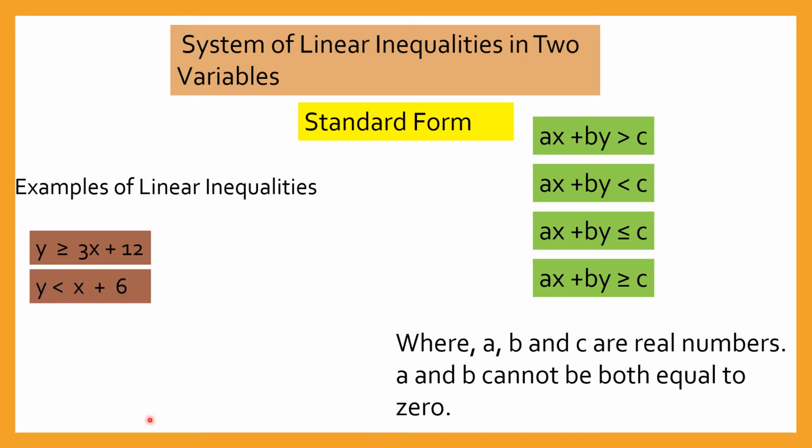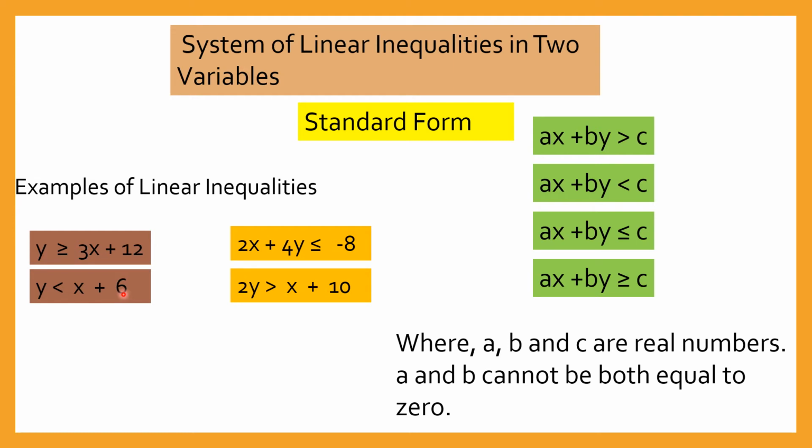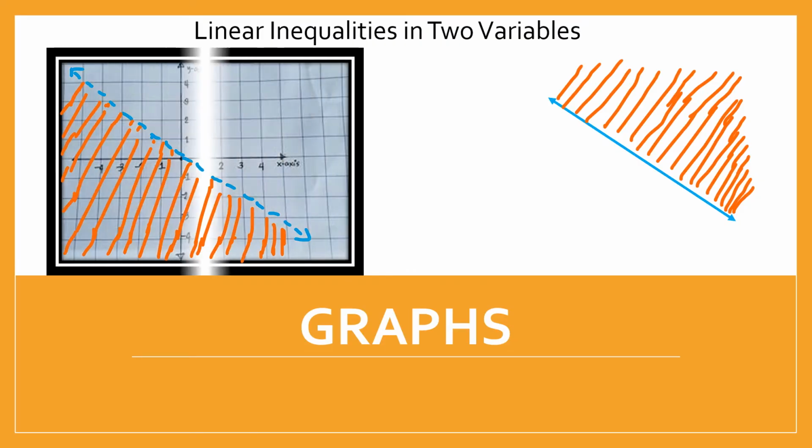Now, I have here y is greater than or equal to 3x plus 12. And I have here another one, y is less than x plus 6. So now, another one, we have here 2x plus 4y is less than or equal to negative 8. And 2y is greater than x plus 10. So this one is in standard form, but the other three here are not in standard form. Regardless if it is in standard form or not, you can still solve the linear inequalities. So what I'm going to show to you is the graph of linear inequalities in two variables.